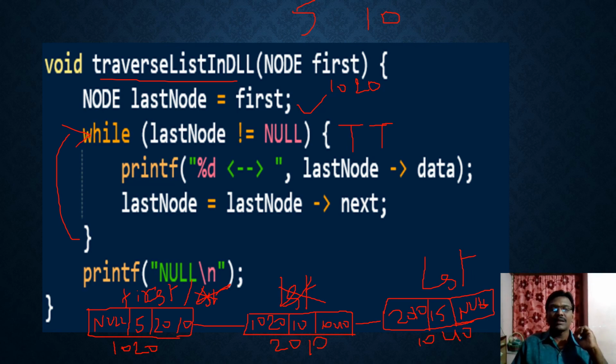Again move to while, the last node not equal to null. The last node is 1040. Now again the condition is true. Print last node data, that is 15. It prints. Now last node equals last node next. The last node is 1040, last node next is representing null. Okay, again move to while. Now last node not equal to null? The last node is representing null, so the condition fails. Now skip all the statements and print null. This was the process of traversing from first node to last node. Clear?